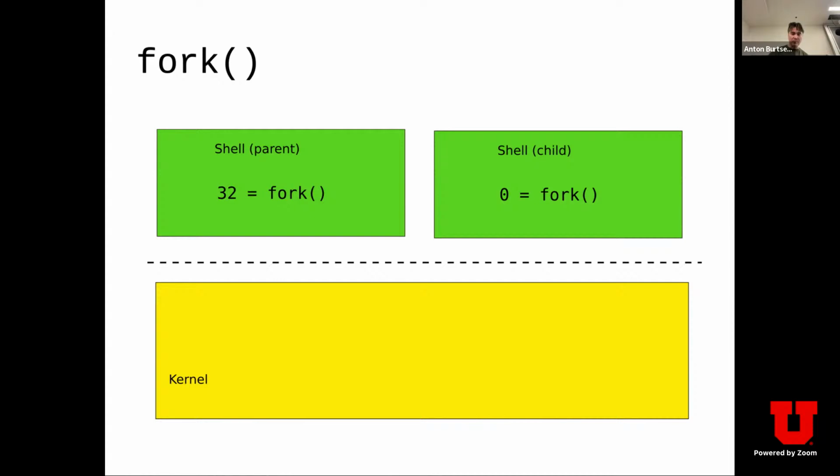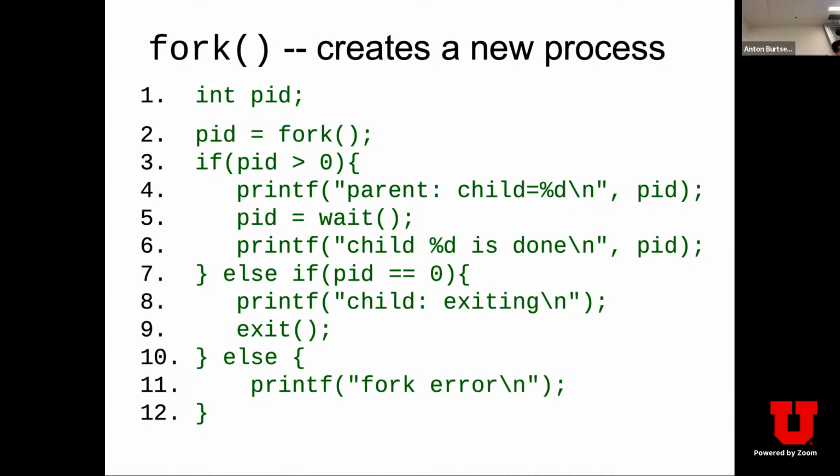Okay, but let me just again illustrate how you can use fork. This is a short sequence which says, okay, at line two, we do a fork. At this point, two instances of this program are running after fork returns. Inside the parent, the PID is larger than zero, so I printf here that I'm a parent and my child ID is such and such. And then I use the wait system call for the child to finish. You don't have to, you can run in parallel, but in this specific case, and this is what the shell is doing, I will wait.